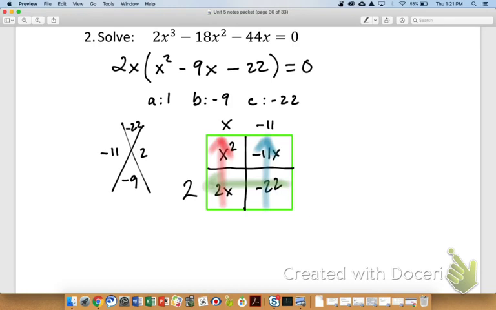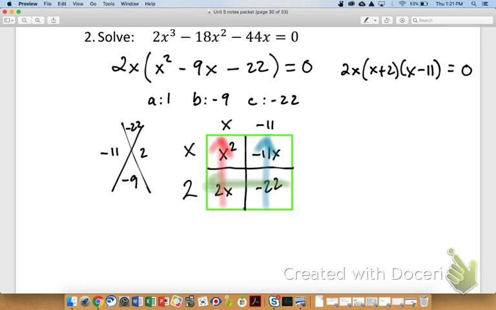Okay, and then how about the one that's unmarked? What's in common? X is correct. So guys, here's your final factoring. 2x times x plus 2 times x minus 11 equals 0.